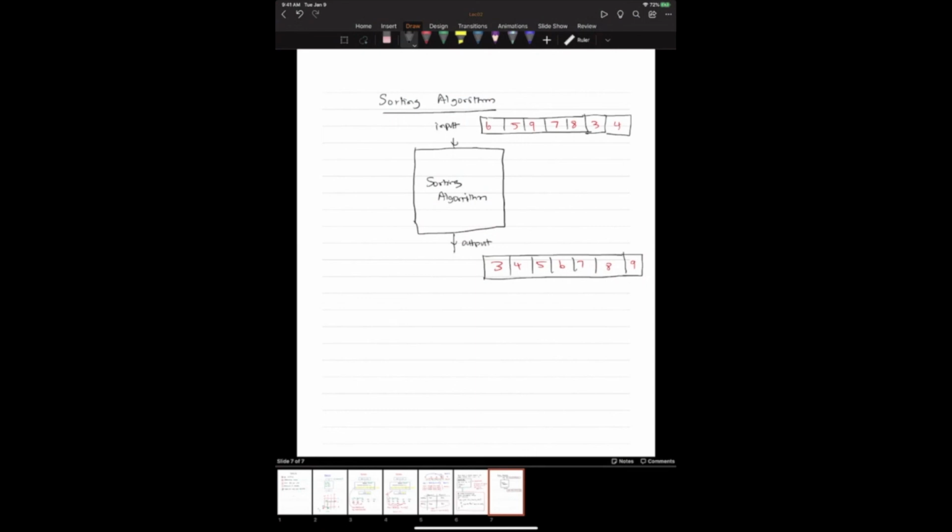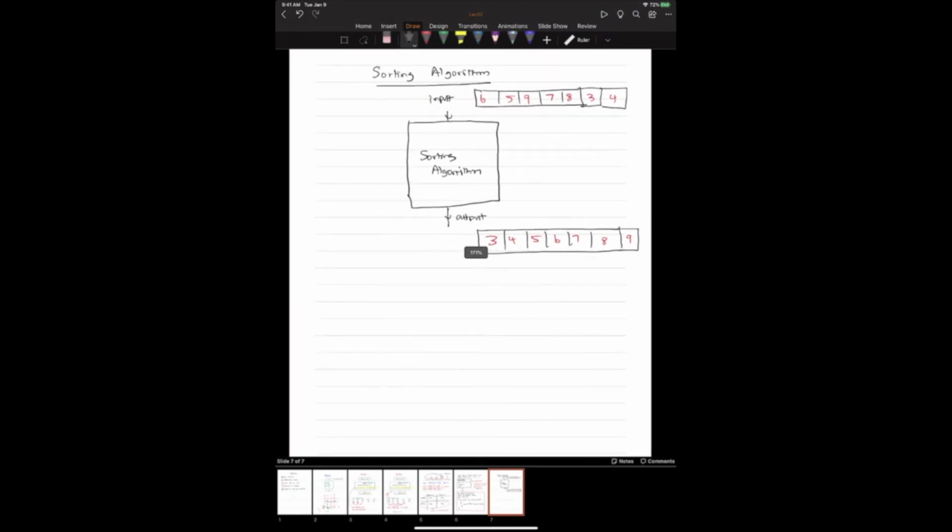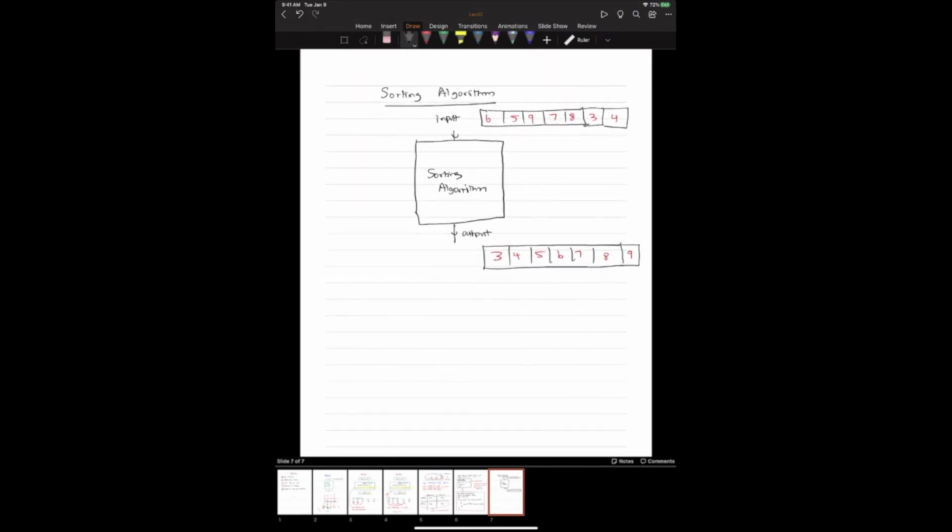So in the lecture note, I have written an algorithm to sort this. So I'm going to explain that algorithm. So I'm going to name this A. So A is that vector 6, 5, 9, 7, 8, 3, 4. That is A.